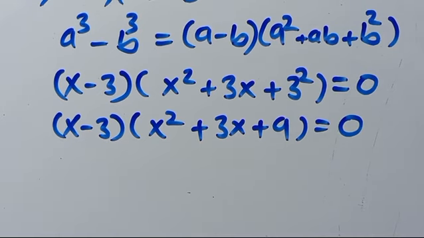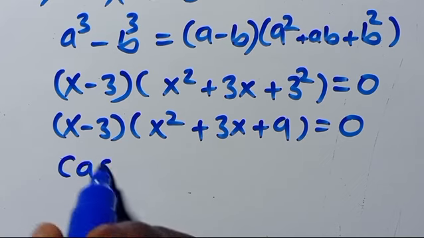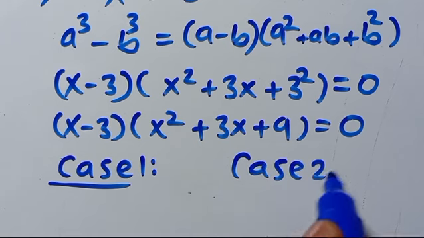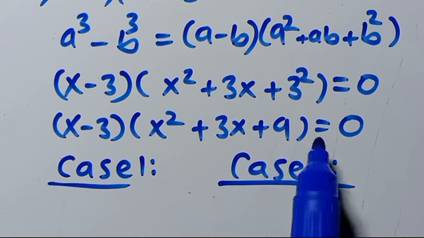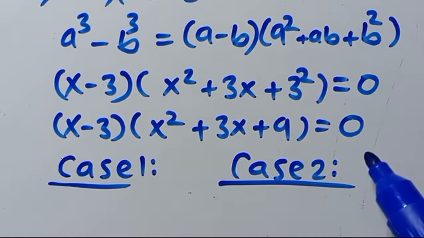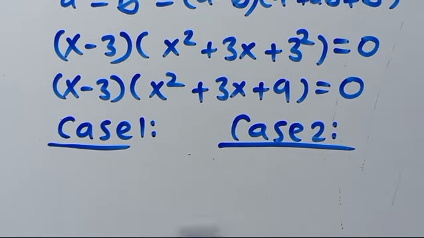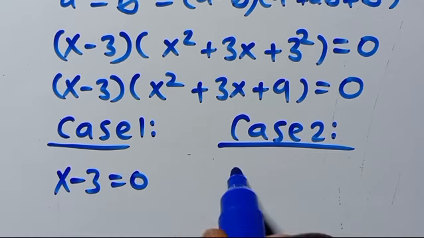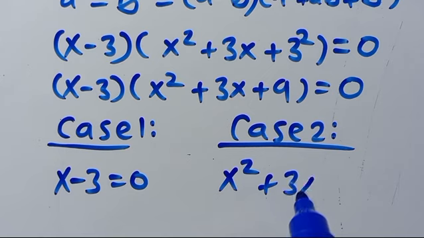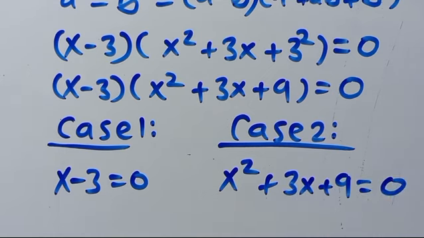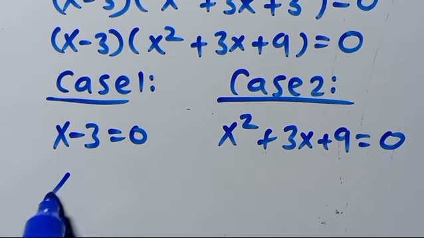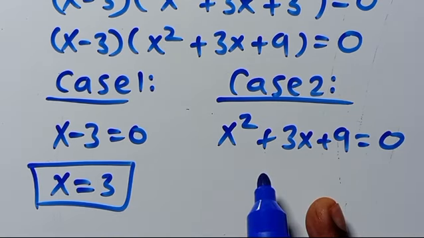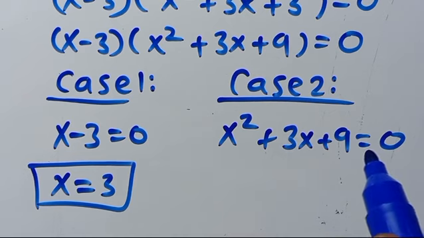So we can define this as case 1, and this as case 2. For this side to be equal to 0, either we have from the left hand side x minus 3 equals 0, or we have x squared plus 3x plus 9 equals 0. So from this side we have x equals 3. This justifies the previous solution. Then from here, we have to solve the quadratic.